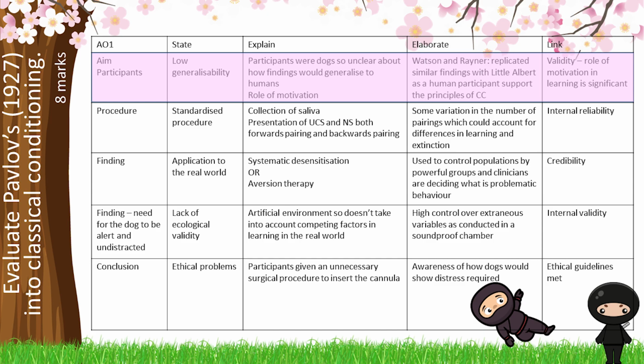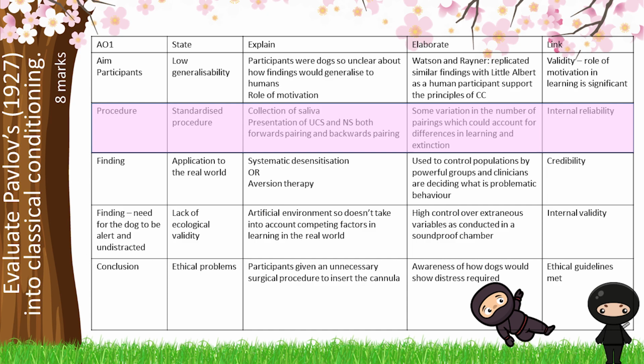We can move on through then and think about this as our 8 marker, evaluate Pavlov's study into classical conditioning. Again, we want to think about interweaving our AO1 and our AO3. So first of all, you want to identify the 2 aims of this piece of research before talking about the nature of the participants. That will link you nicely into our discussion about generalizability. From here, you would outline elements of the procedure, stating that this is a standardized procedure and then giving details in order to contextualize this, making sure it's not generic.